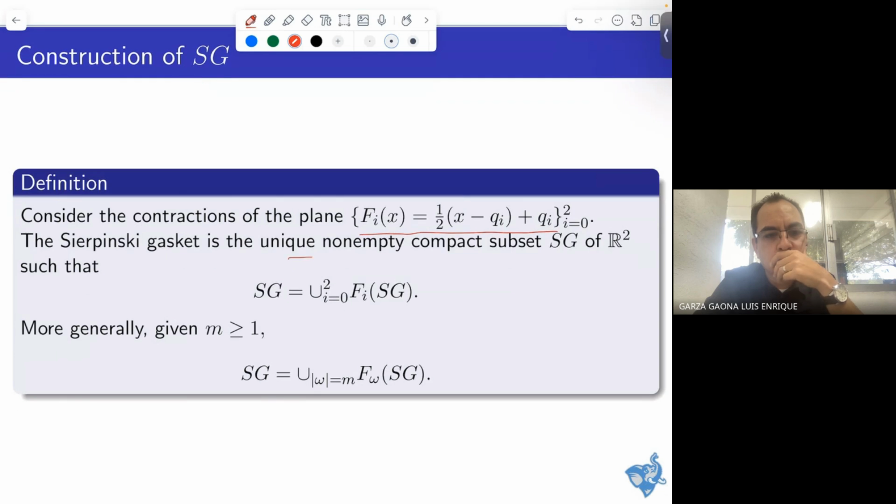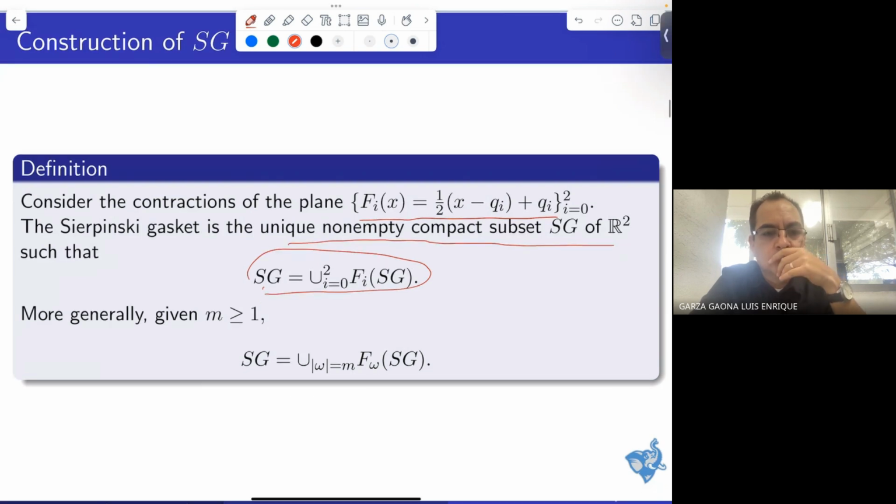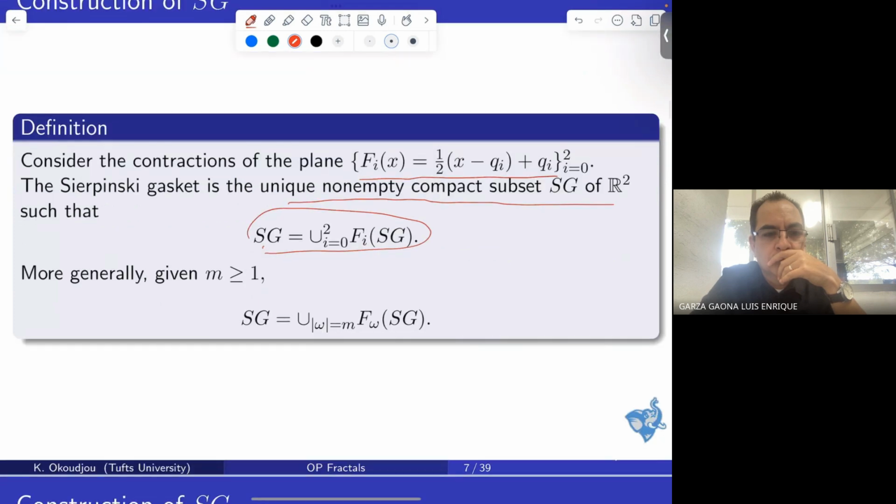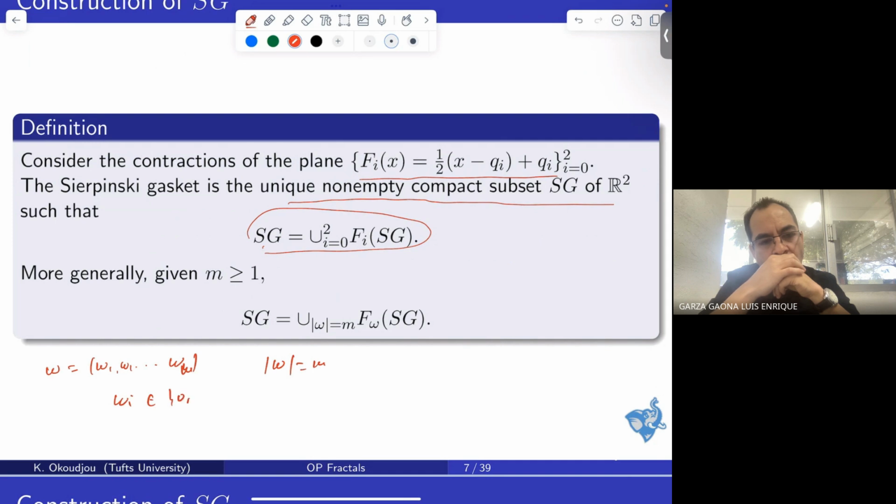So the Sierpinski gasket is actually the unique non-empty compact subset of R^2 that satisfies this self-similar equation. So you can write it as a union of small pieces of itself, that's the self-similarity part. And you can do this more generally. You call a word omega of length m, where omega is omega 1, omega 2, all the way to omega m, and each omega i belongs to {0, 1, 2}. And so what you're seeing here, f omega, is nothing but f omega m composed with f omega m minus 1 composed with, all the way to, f omega 1. And that's just a composition.